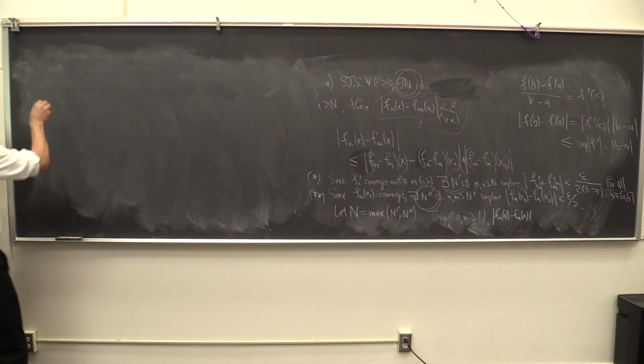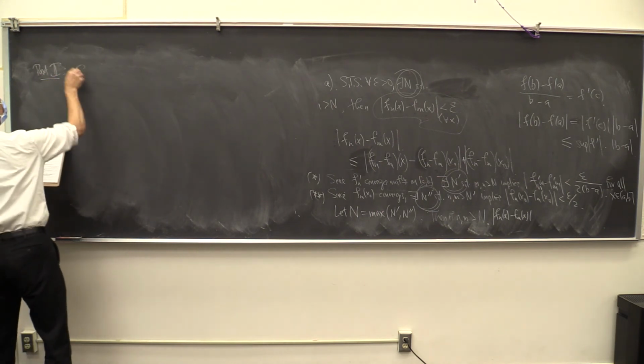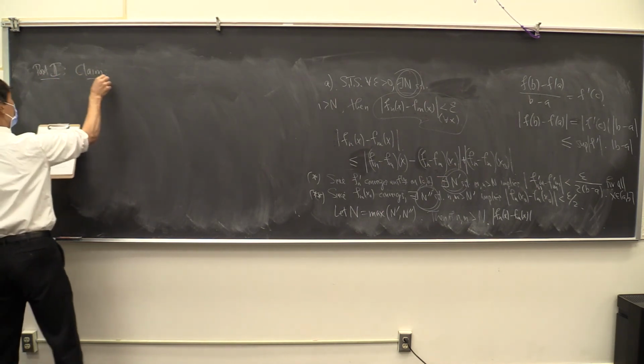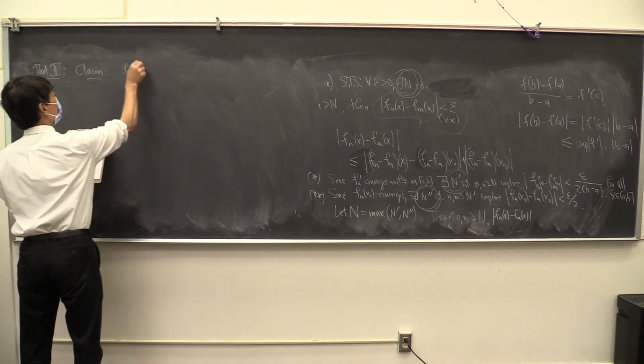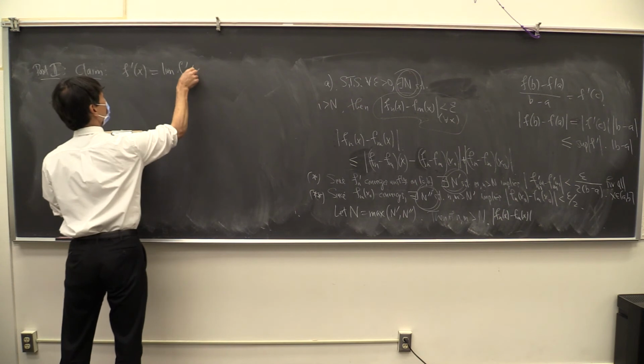Okay, so part 2. We want to see that, remember what we're trying to show? Our claim is that the derivative of the limit is the limit of the derivatives.